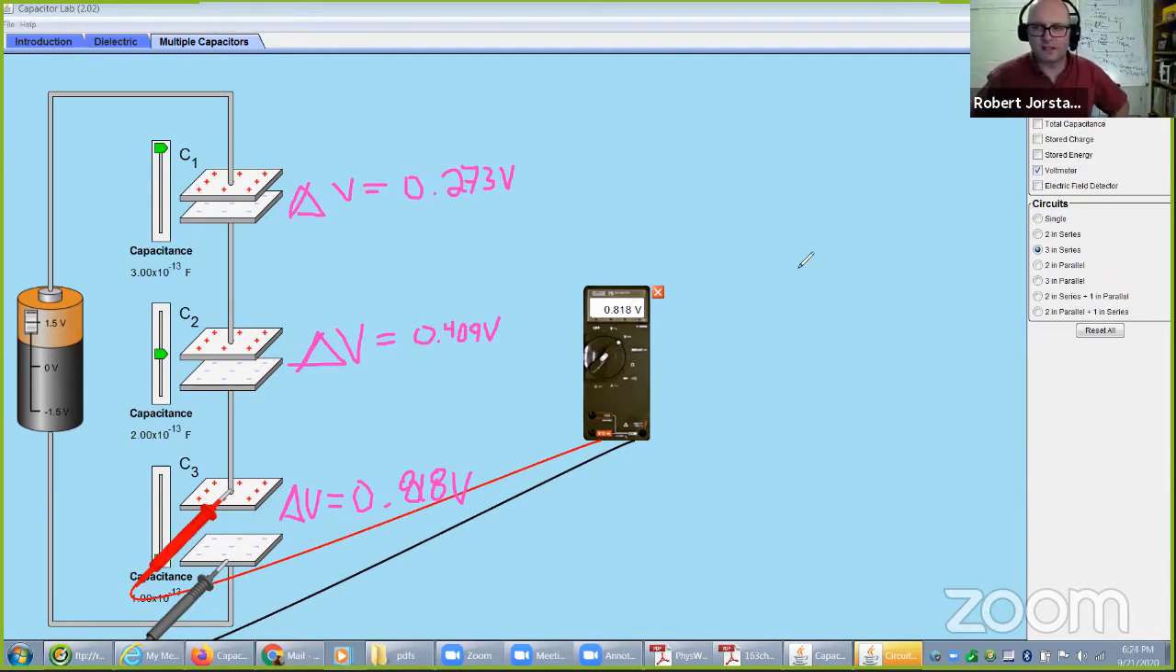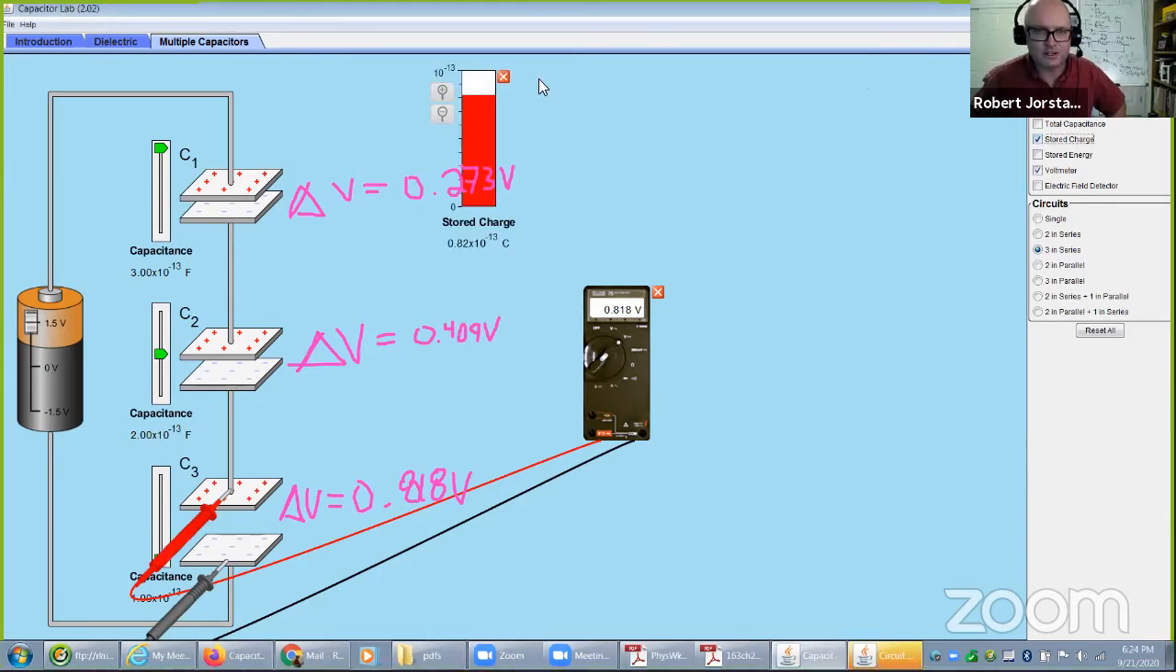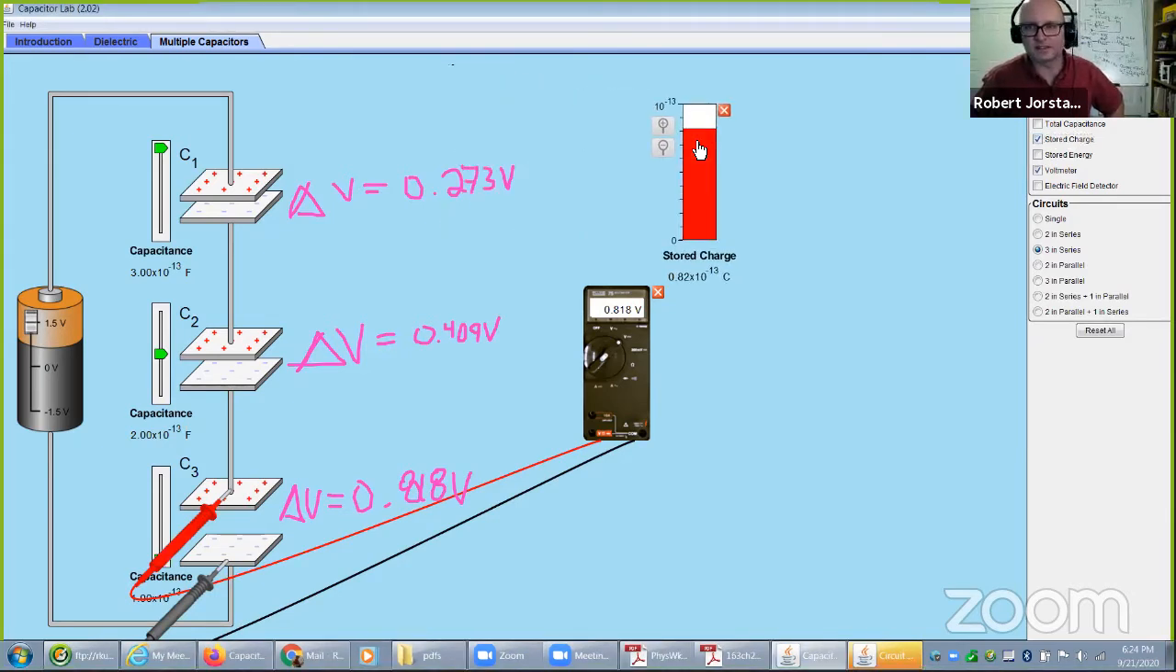So they all have the same charge. And am I able to do that? Here's the stored charge on these ones. Oh, so that's the total stored charge. I don't know if it's giving me this.